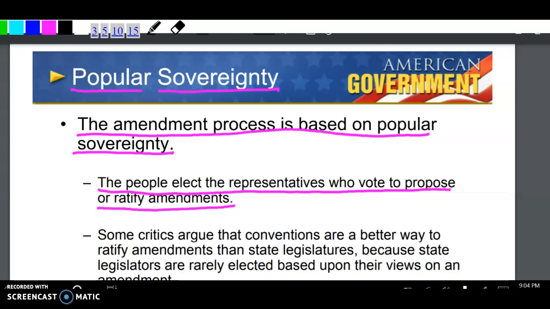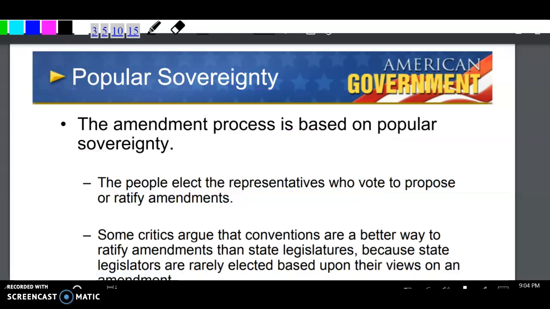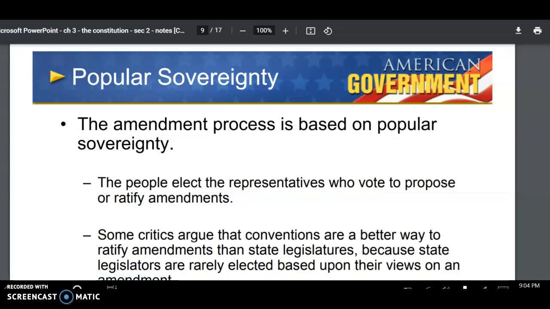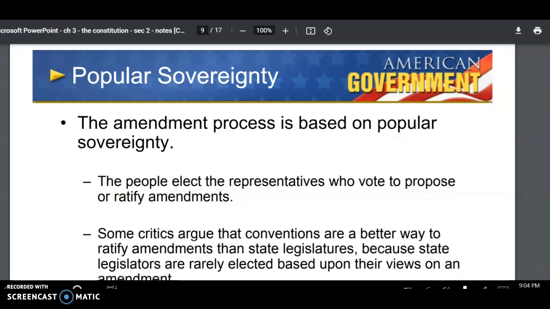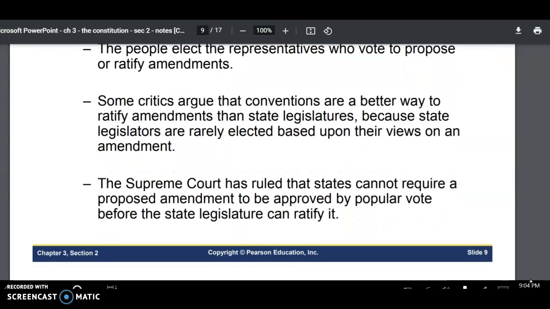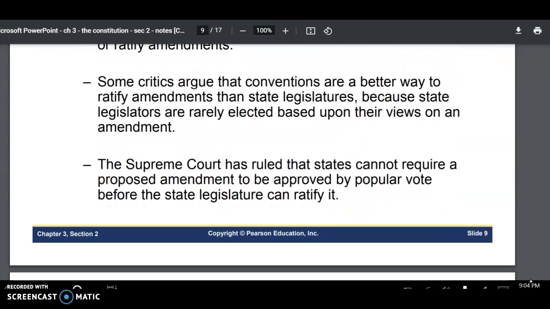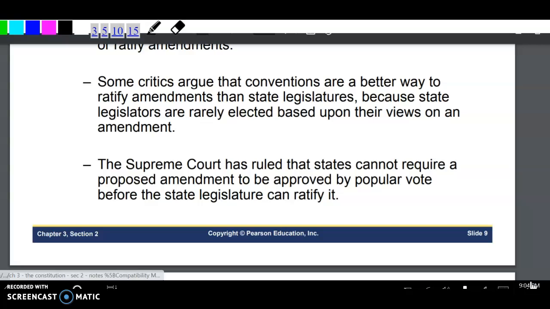Some critics argue that conventions are a better way to ratify amendments than state legislators, because state legislators are rarely elected based upon their views on an amendment. We're not going to write that. That's just some of the, when they wrote the Constitution, they couldn't get everything right. So there's always going to be people who say there's a better way to do it. So there are some people who argue that conventions are a better way because state legislators were not elected to make amendments or based upon how they felt about a certain amendment being made.